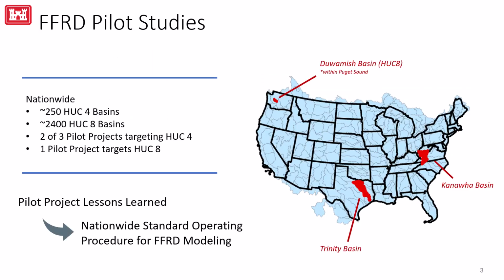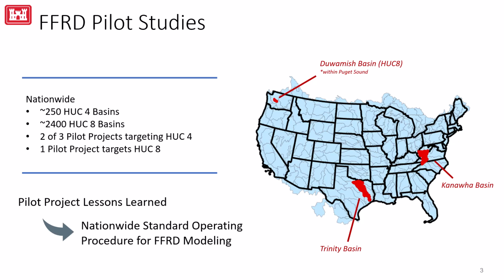The FFRD program is being executed at the 4-digit Hydrologic Unit Code, or HUC, watershed level based on the watershed boundary dataset as the standard study unit. The average HUC 4 size is about 15,000 square miles, while the average HUC 8 size is about 1,500 square miles. HUC 4 basin modeling includes smaller areas for hydraulic models, which are usually approximately like the HUC 8 level.